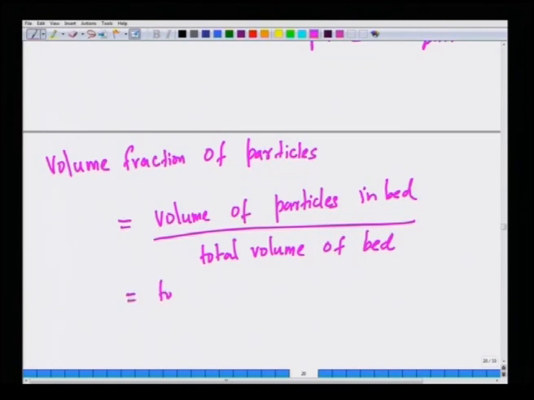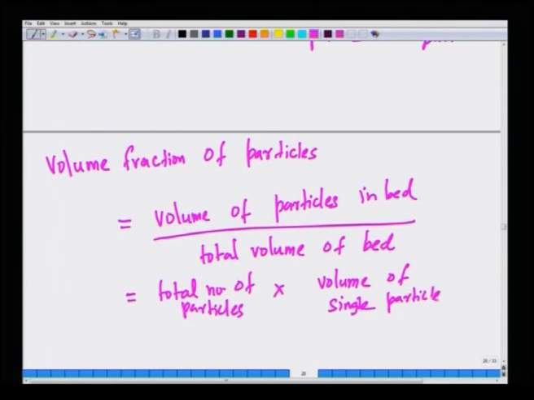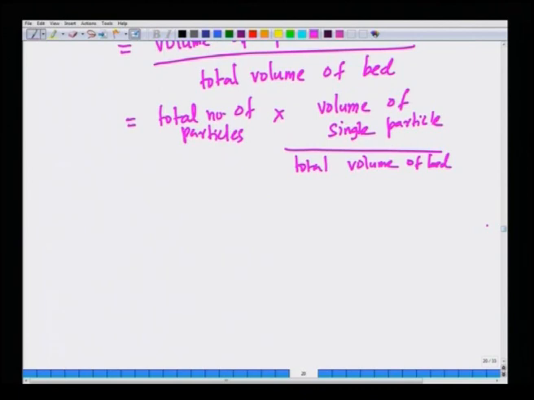This is nothing but the total number of particles times the volume of a single particle, divided by the total bed volume. Okay. Now, the bed porosity, defined by the symbol epsilon, is essentially the void volume divided by the total volume.